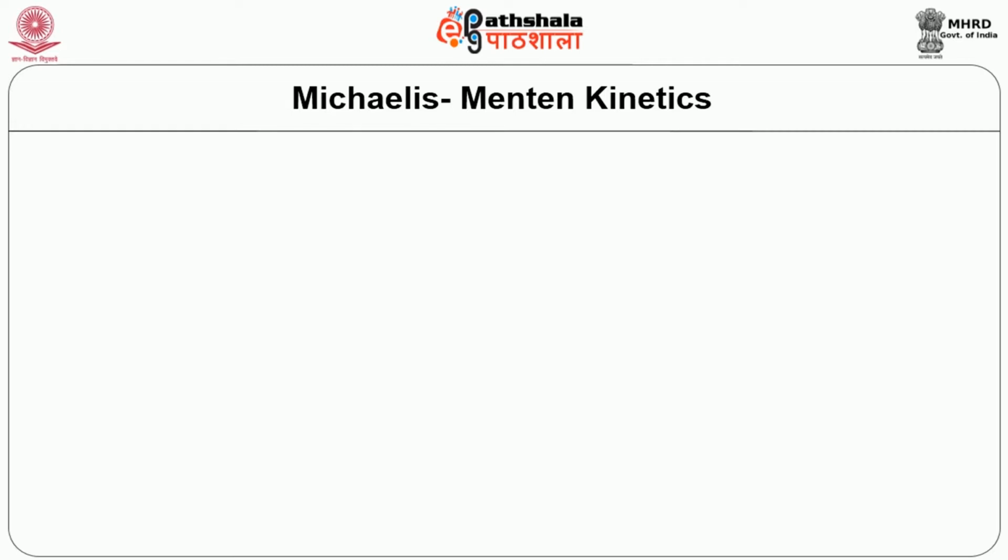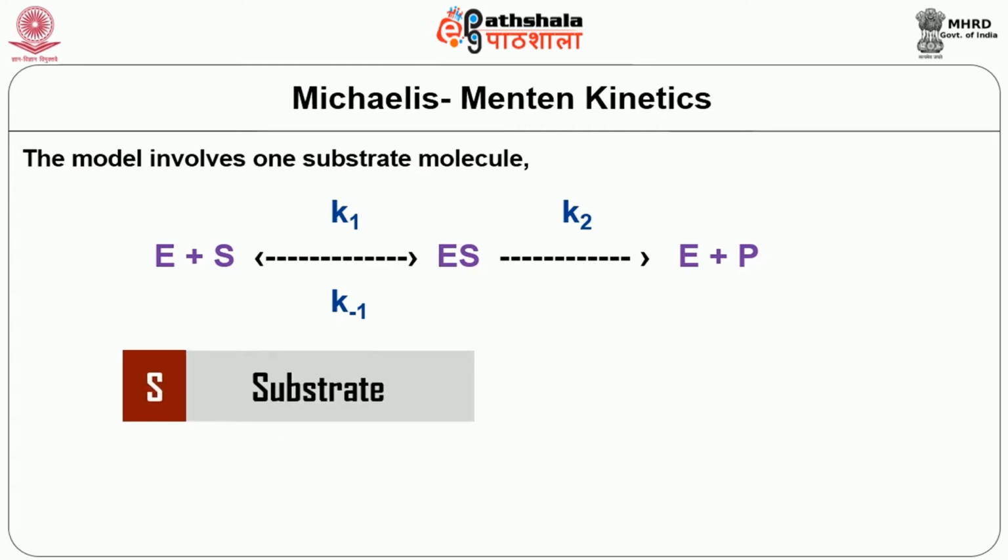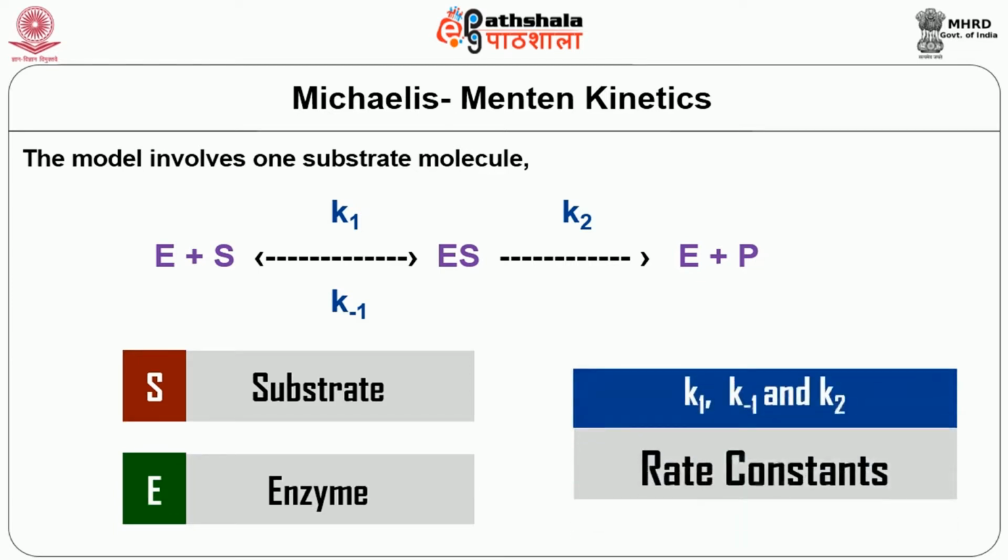The effect of substrate concentration is better understood by the Michaelis-Menten kinetics. Now let us take an enzyme binding to its substrate, giving rise to the Enzyme-Substrate Complex. For the forward reaction, the rate constant is taken as K1, and for the reverse reaction it is taken as K minus 1. And this enzyme-substrate complex then gives rise to the enzyme plus the product, and the rate constant is taken as K2.